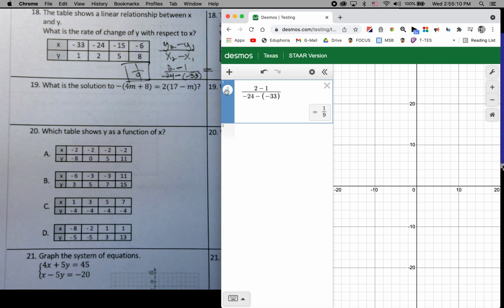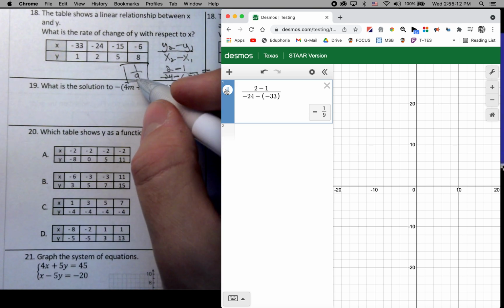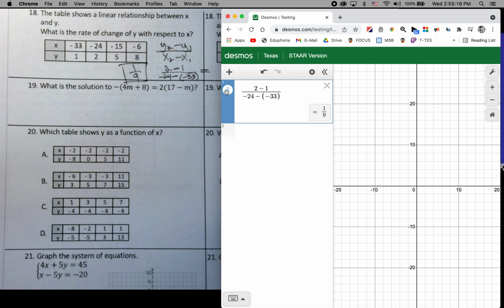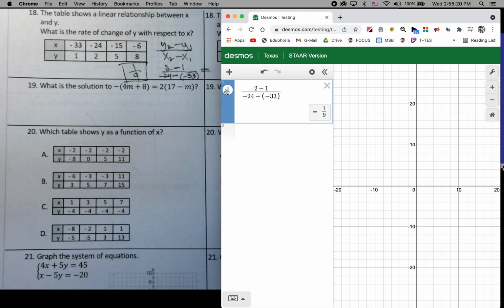All right. Number 19. It says, what's the solution? So you have to solve. Okay, I'm going to show you 2 ways to solve this. There are multiple ways to solve this. Okay? And here we go. I'm going to change pens too.